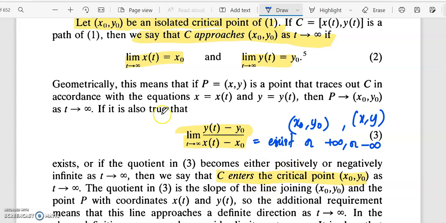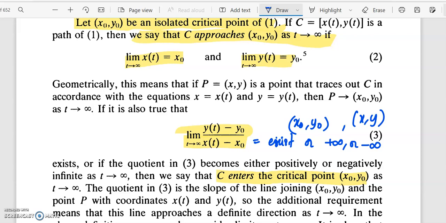So those are the two definitions. If limit t tends to infinity x of t equal to x0, and limit t tends to infinity y of t equal to y0, then we say that the path approaches the point x0, y0 as t tends to infinity. And if the limit of y minus y0 by x minus x0 exists, or is plus or minus infinity, as t approaches infinity, then we say that c enters the point x0, y0. Using these two definitions, we will be classifying our critical points.